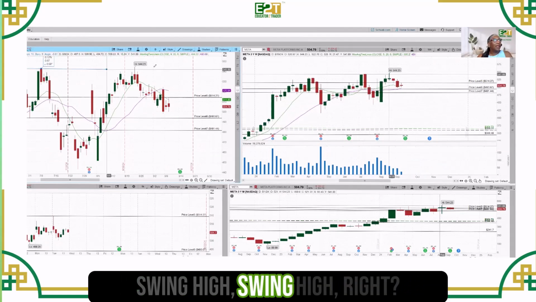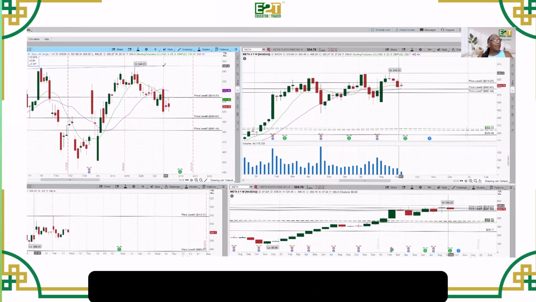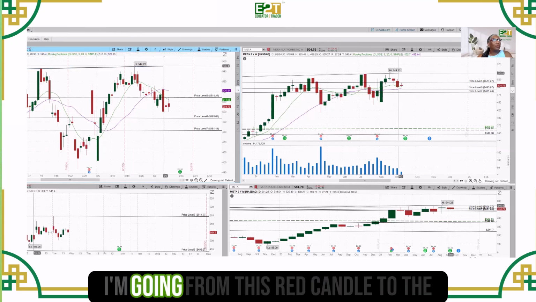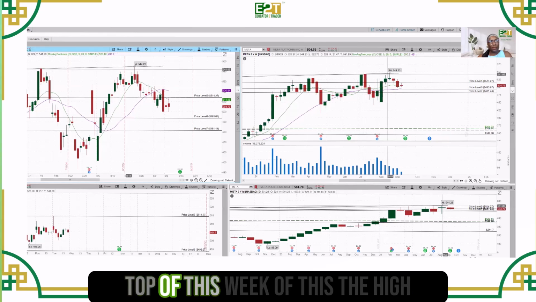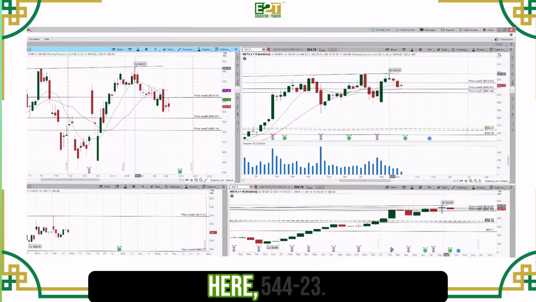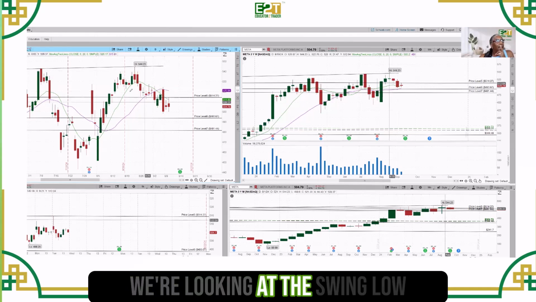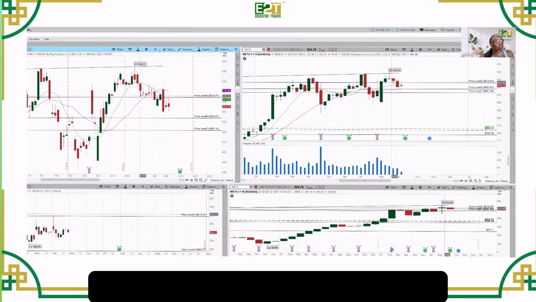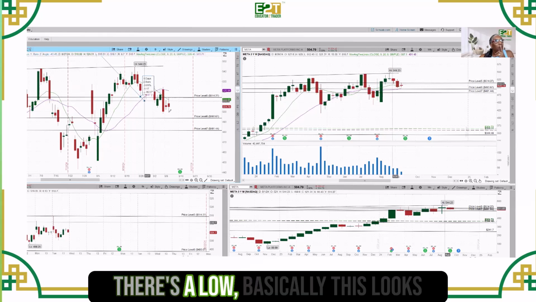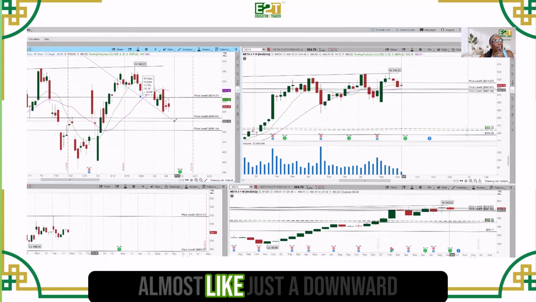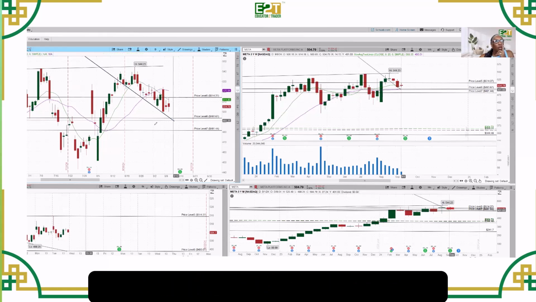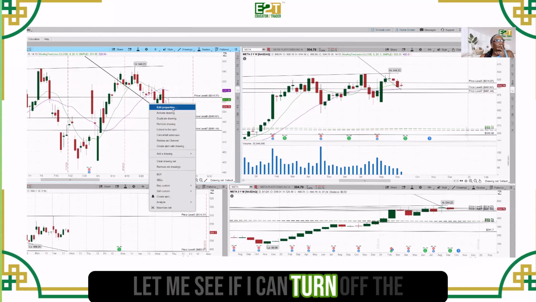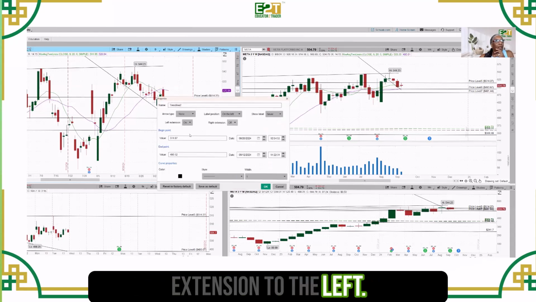Swing high, right? I'm going from this red candle to the top of this wick, the high here, 544.23. And if we're looking at the swing low, here's a low. Basically, this looks almost like just a downward trend. Let me see if I can turn off the extension to the left.